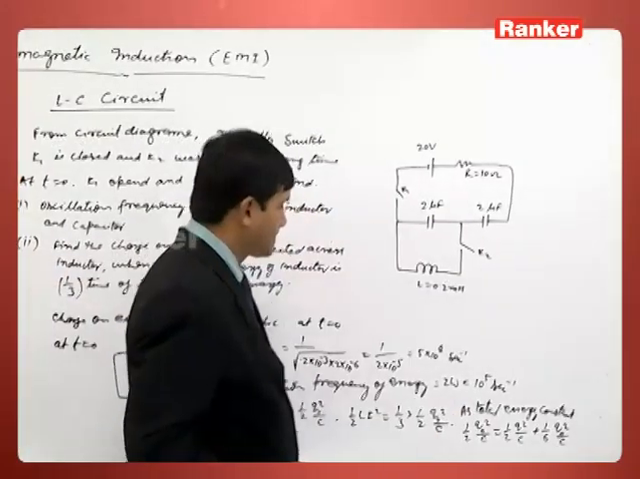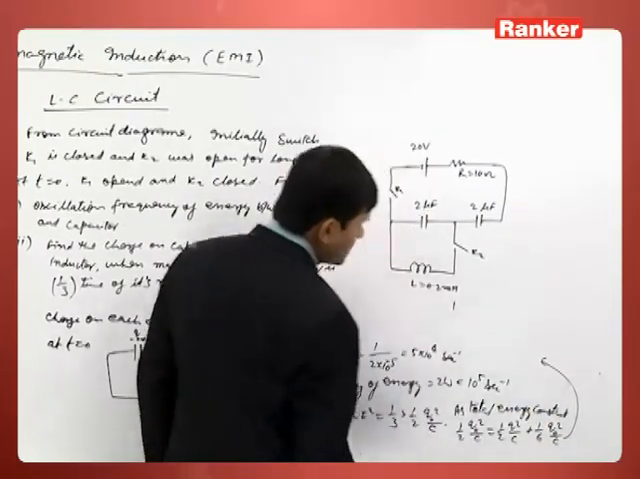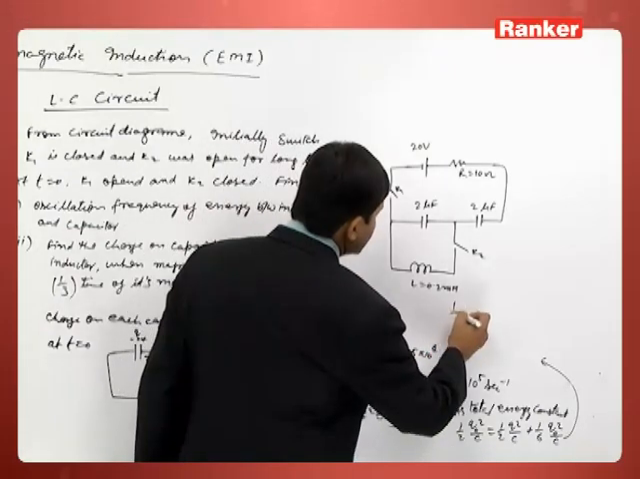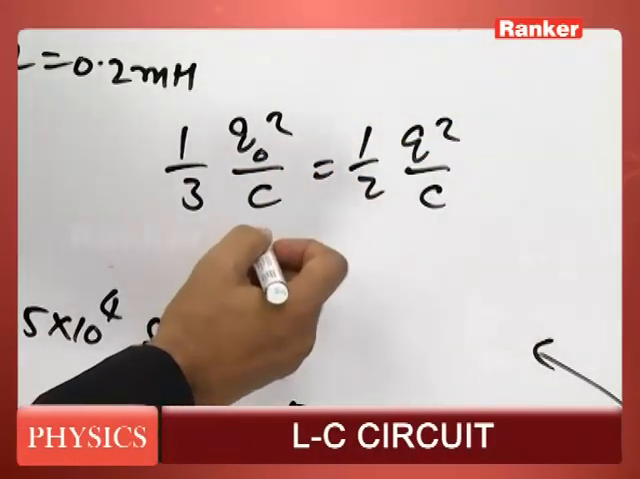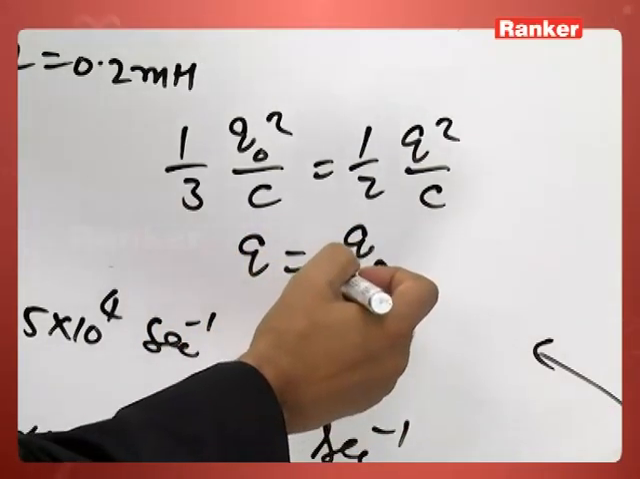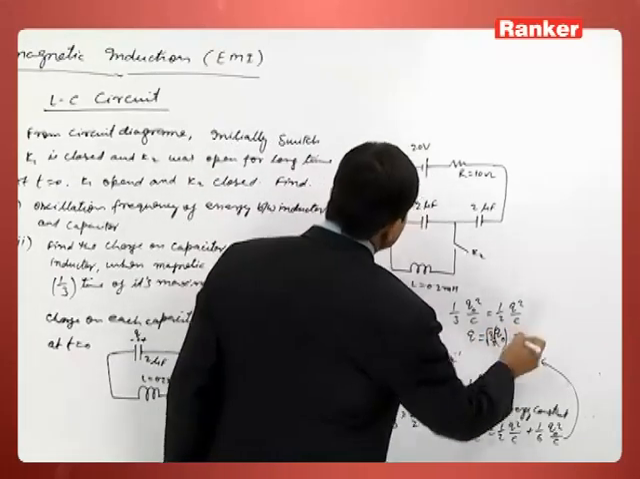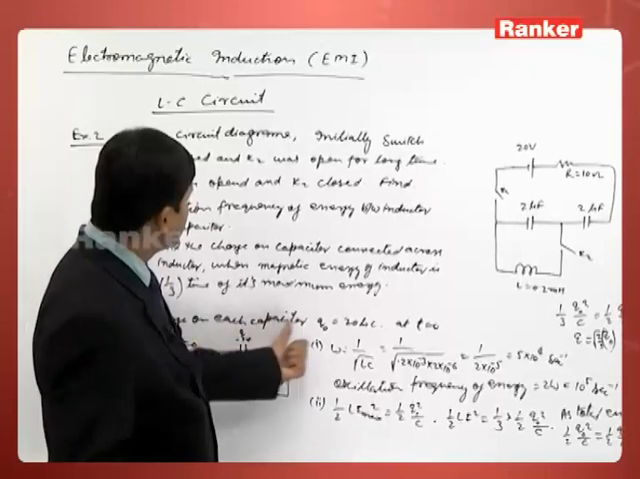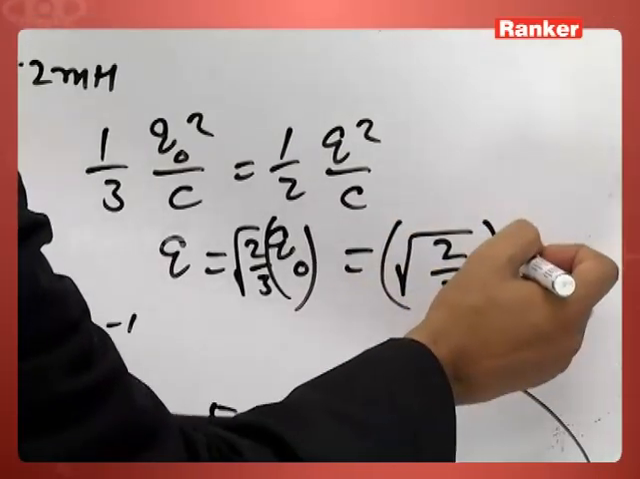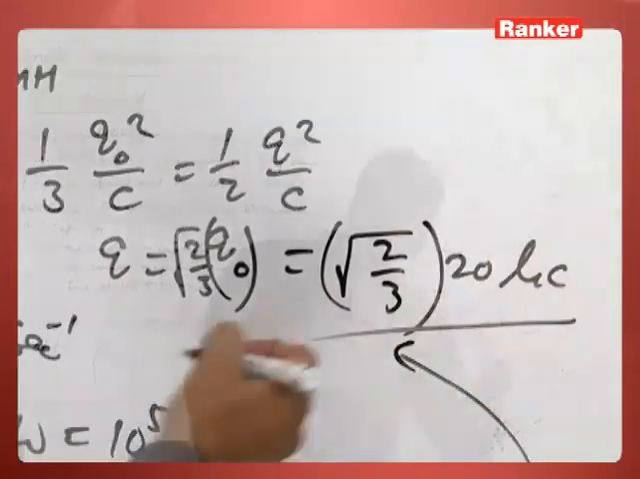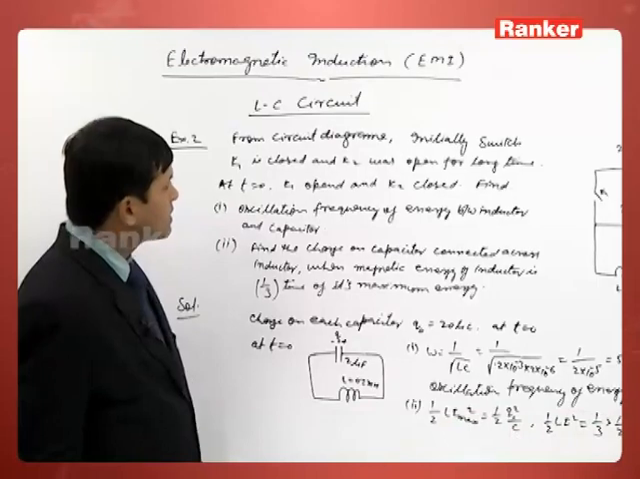So from here we can calculate: multiply with 3, divide by 3, 3 by 6 minus 1 by 6 is 2 by 6, which means 1 by 3 Q naught square by C, equal to 1 by 2 Q square by C. So Q is equal to root 2 by 3 into Q naught. At this moment, the charge on the capacitor is root 2 by 3 into Q naught, and we have already determined Q naught as 20 microcoulomb. So the charge on the capacitor is root 2 by 3 into 20 microcoulomb. This is the solution of this second part. So this is a general idea about the LC circuit.